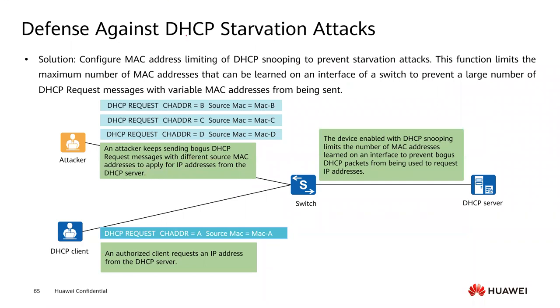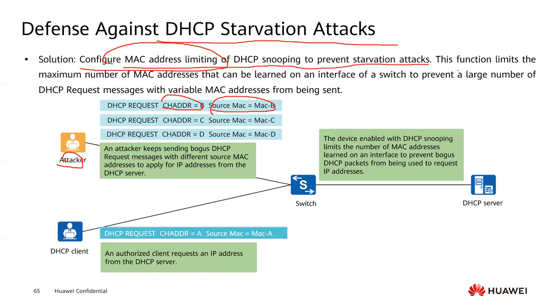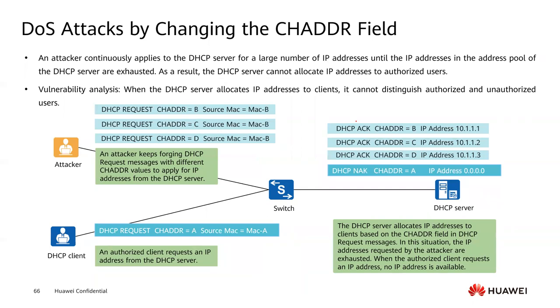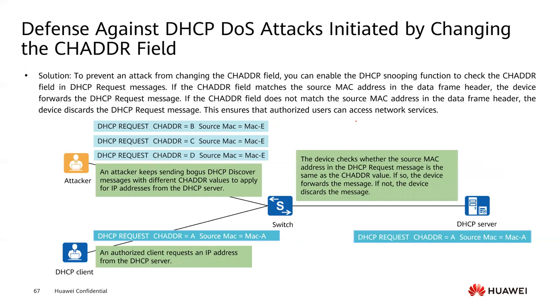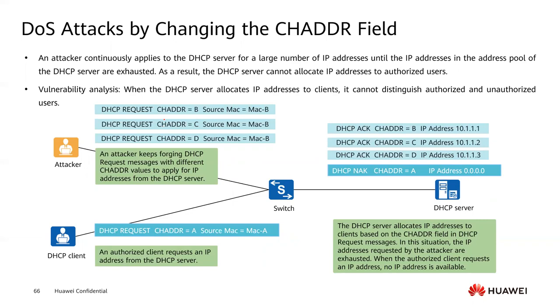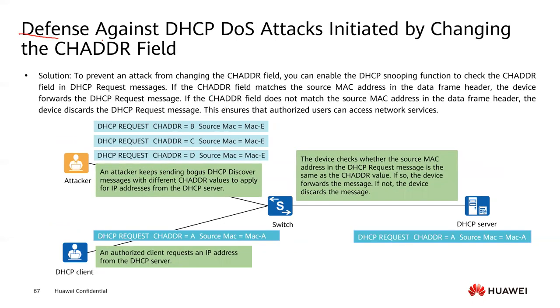So how do we defend against DHCP starvation attacks? The attacker tries to change its CHADDR and source MAC address, but we have already said that we can configure a MAC address limit with DHCP snooping to prevent starvation attacks. This function limits the maximum number of MAC addresses that can be learned on an interface of the switch, preventing a large number of request messages with variable MAC address learning. Besides, you can actually use the DHCP binding table. I will explain that part when we finish this page.